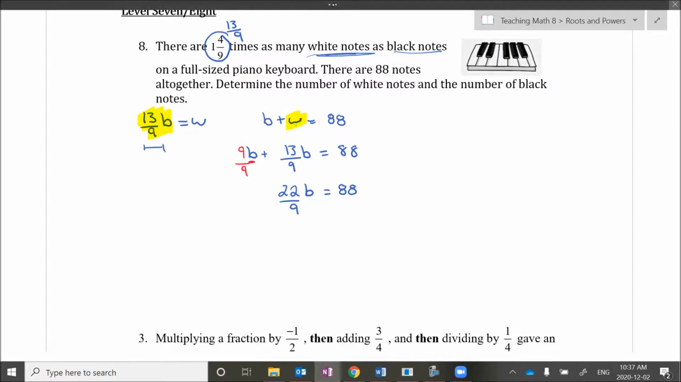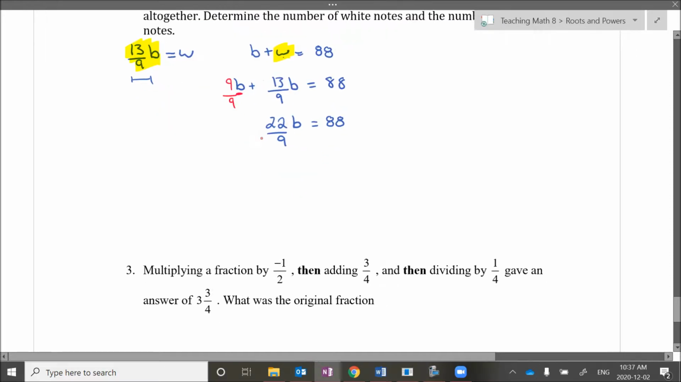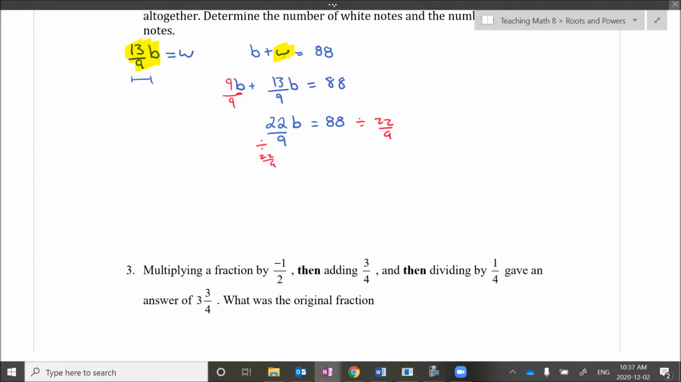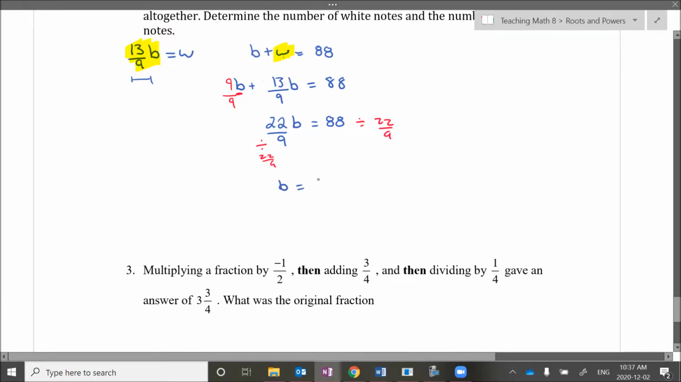So from here, we're doing algebra again. I'm going to divide both sides by 22 over 9. I have now isolated B, so I have 88 multiplied by my reciprocal. I'm going to do my little rearrangey trick here, because if I move my 88 to be over 22, I can reduce that. 88 divided by 22 is just 4. 4 times 9 gives us 36. I know I have 36 black notes.